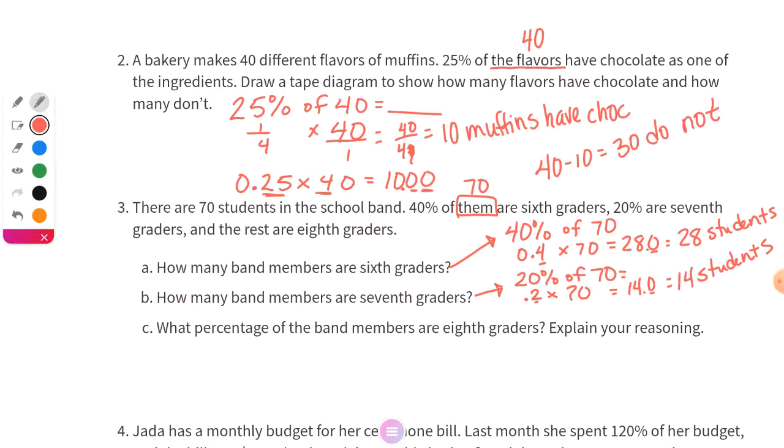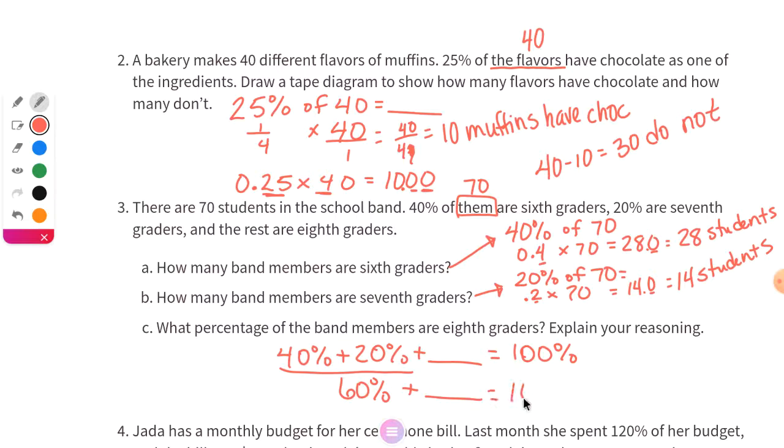Now, part C could ask 2 different questions. It asks one, I'm going to ask the second question. Part C says, what percentage of the band members are in 8th grade? Ellie? You add 40% and 20% and then subtract it from 100%. Yes, because when we add the percentages, they have to equal 100%. So she said she added 40 and 20 and got 60%. So to find that one, she took 100 minus 60 and got 40. So 40% are 8th graders.